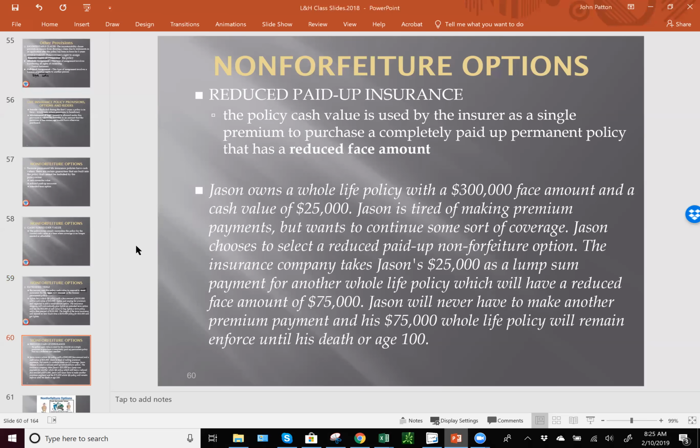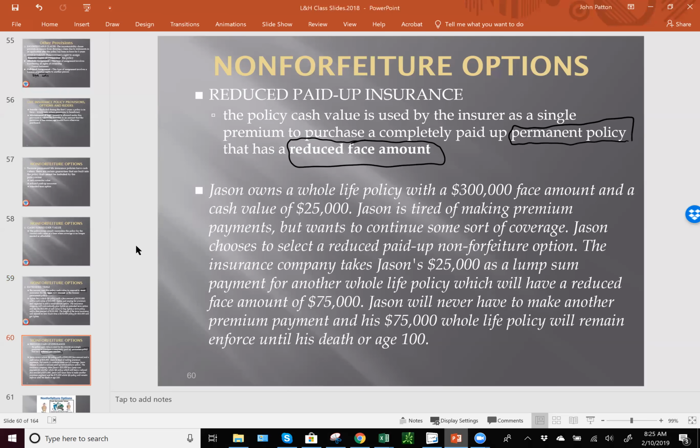The insurance company takes Jason's $25,000 as a lump sum payment for another whole life policy, which will have a reduced face amount of $75,000. Jason will never have to make another premium payment, and his $75,000 whole life policy will remain in force until his death or age 100. So on reduced paid up, what I need you to remember is that cash value is being used to purchase another permanent policy with a reduced face amount.